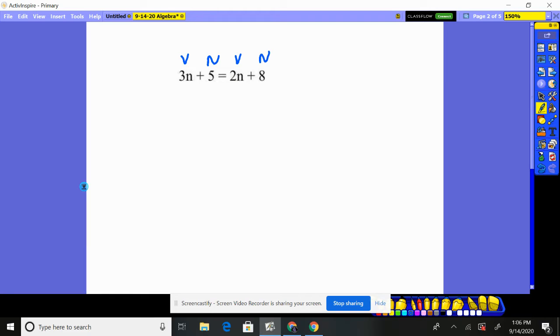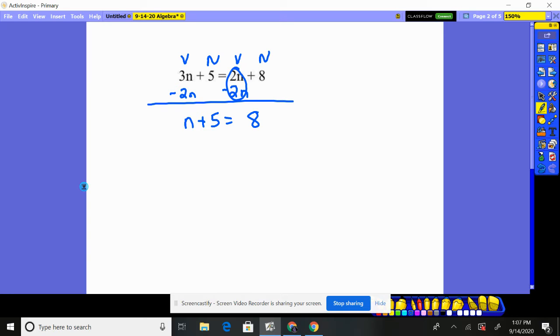So here, we either need to move the 3n or move the 2n. Either 3n moves over to be with 2n or 2n moves over to be with 3n, one or the other. I'm going to always move the smaller piece first, so I'm going to move the 2n. I'm going to do that by subtracting 2n from both sides of the equation. On the left of the equal sign, I have n plus 5 equals, that goes away. 0 plus 8 is 8. So we now have the equation n plus 5 equals 8.